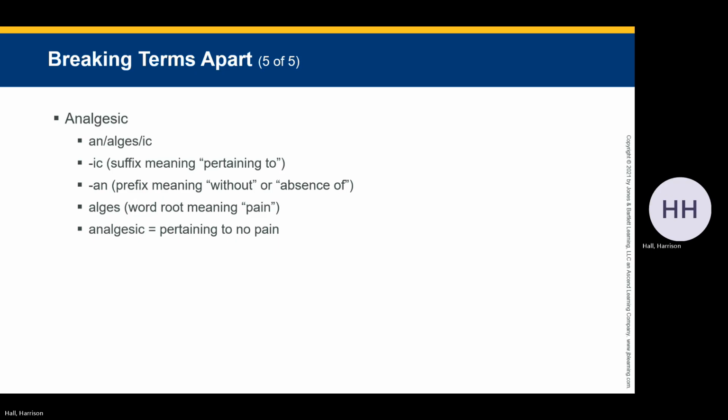Analgesic: prefix, root word, suffix. We're going to start with the suffix, -ic. That means pertaining to. The prefix means without or an absence of. And then this word root means pain. So for analgesic, I think that's the correct pronunciation there, you're going to see those a lot whenever you're describing pain medication. There you go, pertaining to no pain.